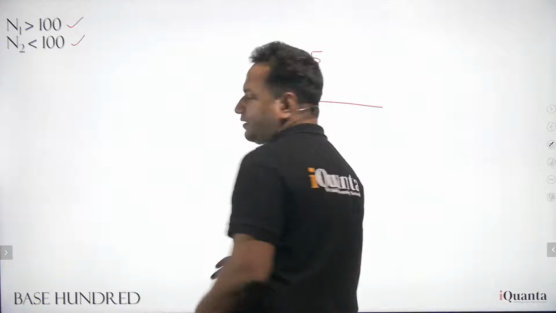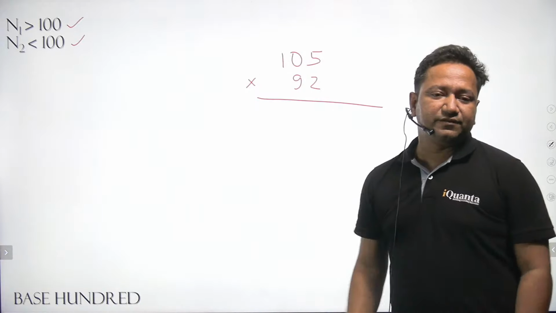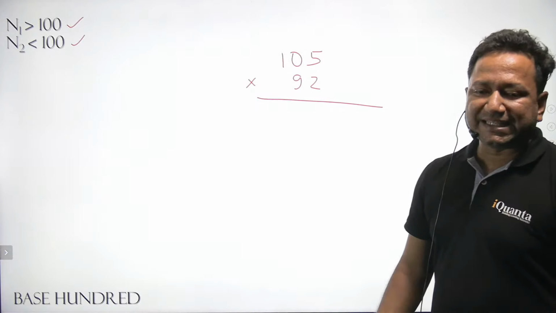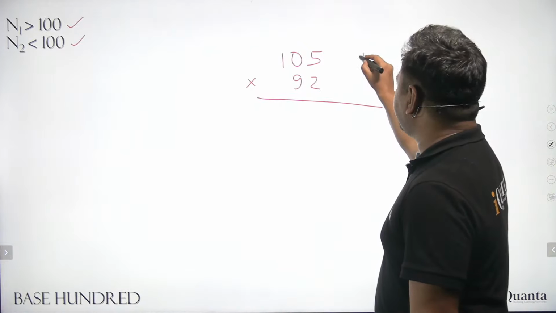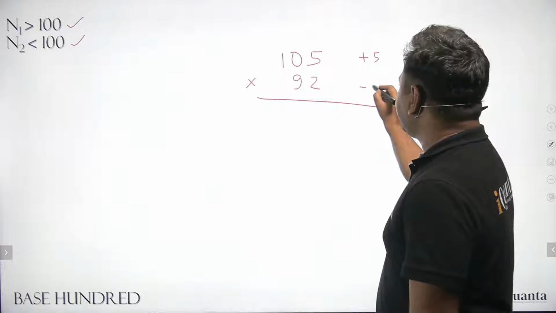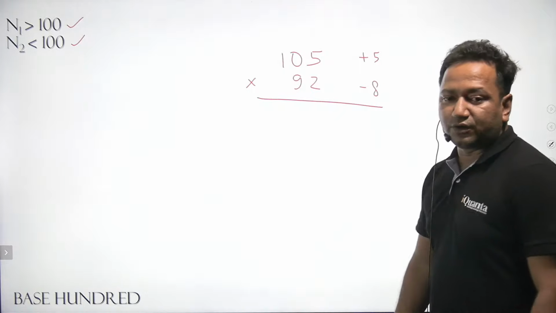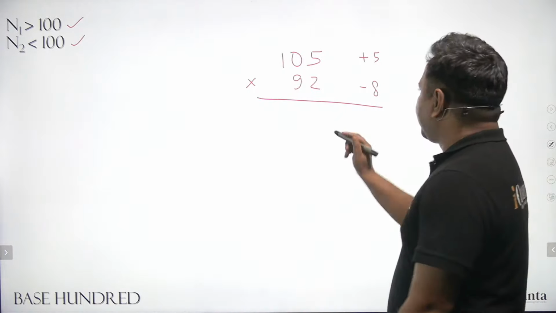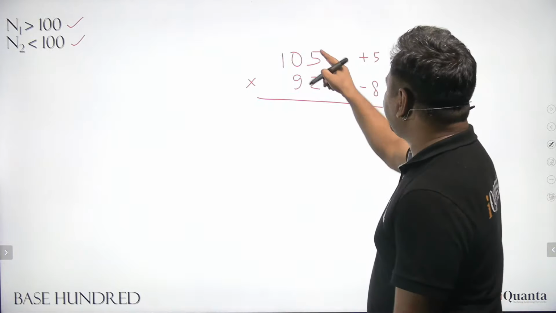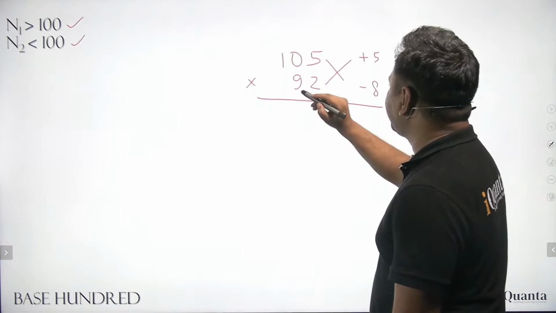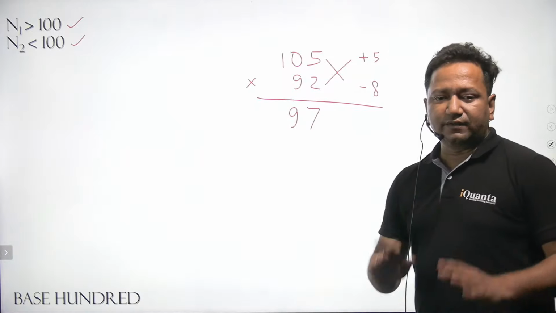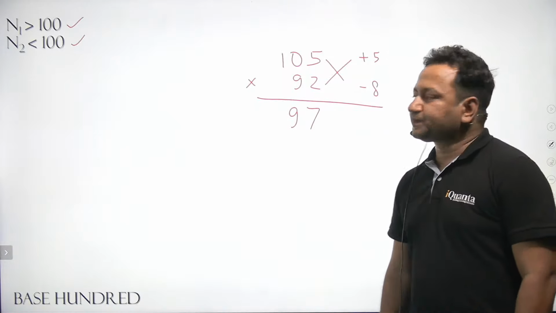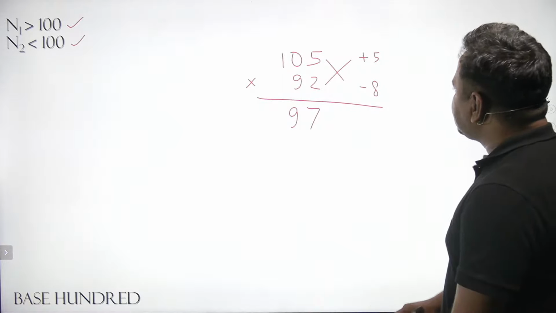As someone asked in a comment that how to do these numbers, one is more than 100, other is less than 100. So in this case, like 105 is 5 more than 100, I'll write plus 5, and here I'll write minus 8. So far, so good. Now, we can either subtract 8 from 105 or we can add 5 to 92. In both the cases, I'll get 97. This is something which will always be there. All right? Now comes the real problem.